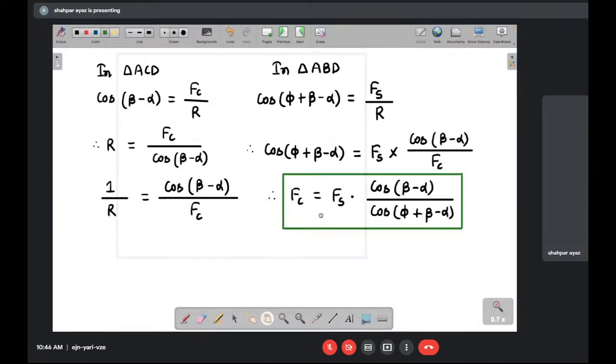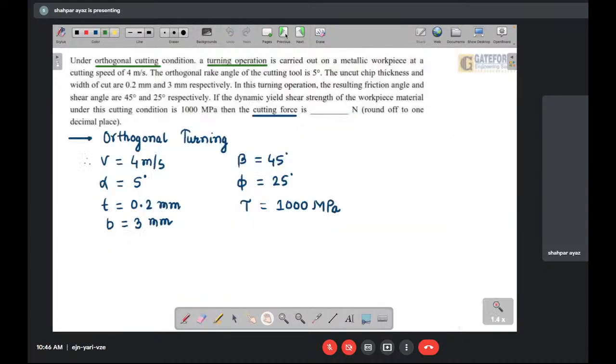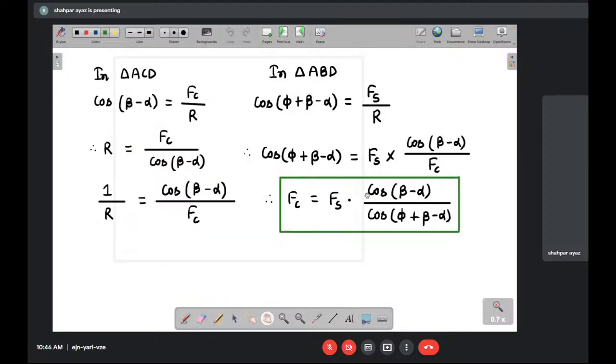If you remember this, it will be really helpful to you. You don't have to draw the merchant circle and get these results. Now guys, we know the shear force. How can we find out the shear force? Shear force is actually the product of shear stress and shear area. We know very well that shear force is your shear stress into shear area.